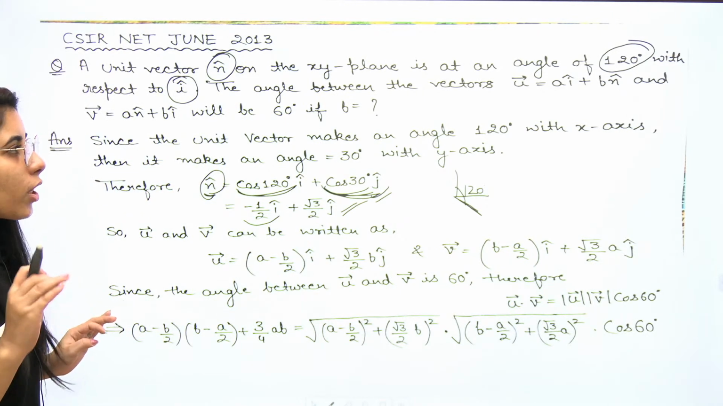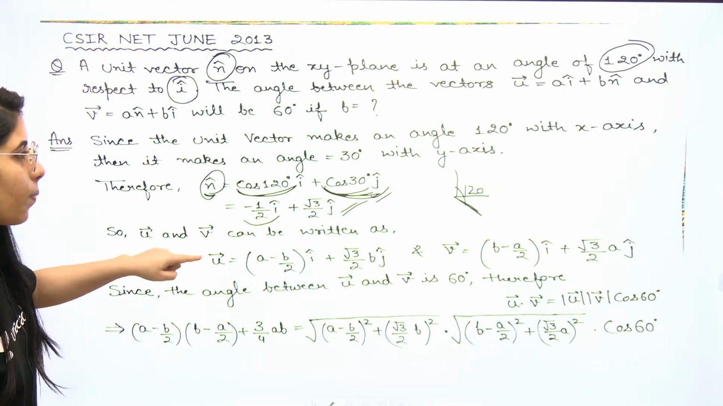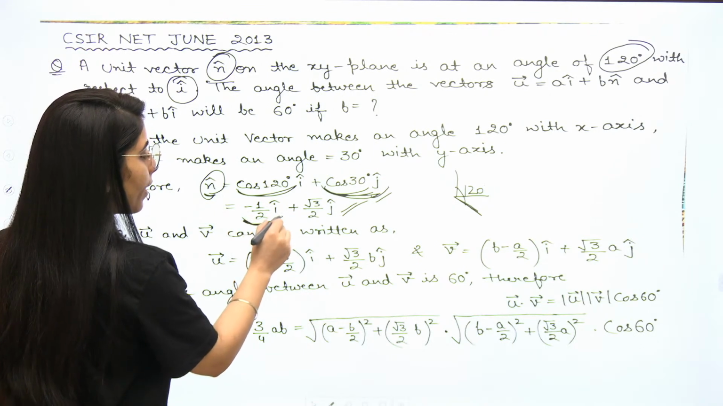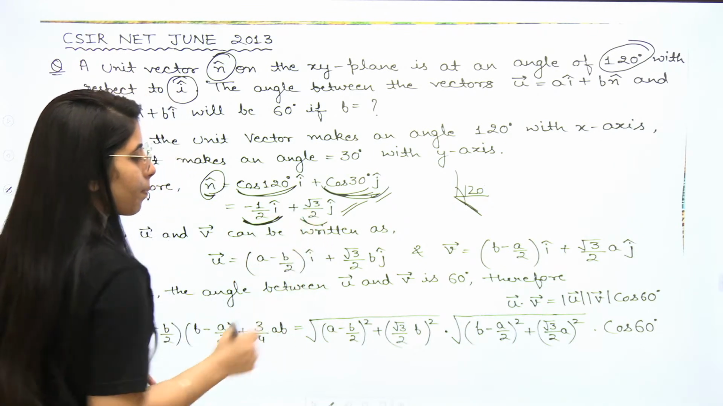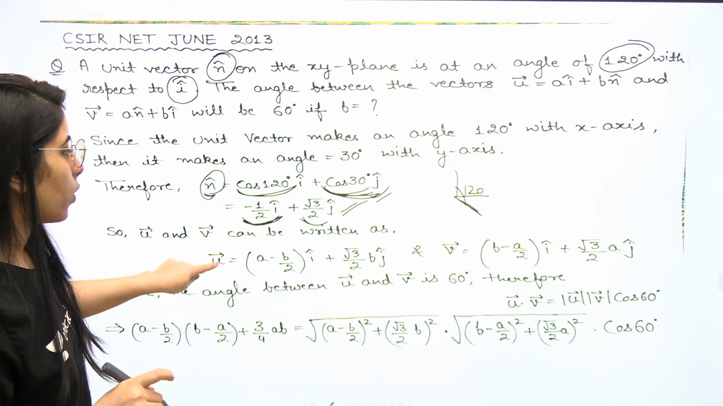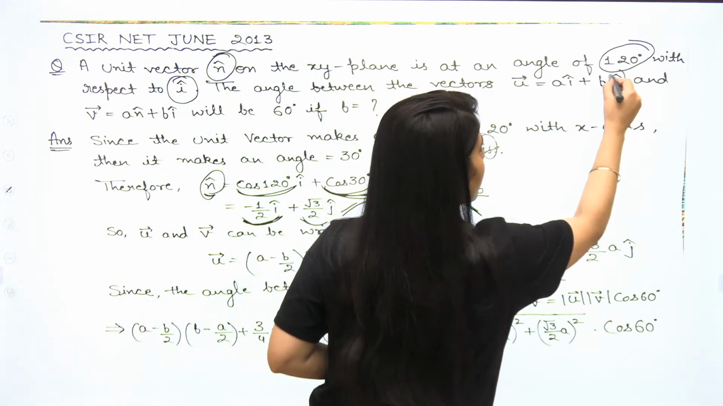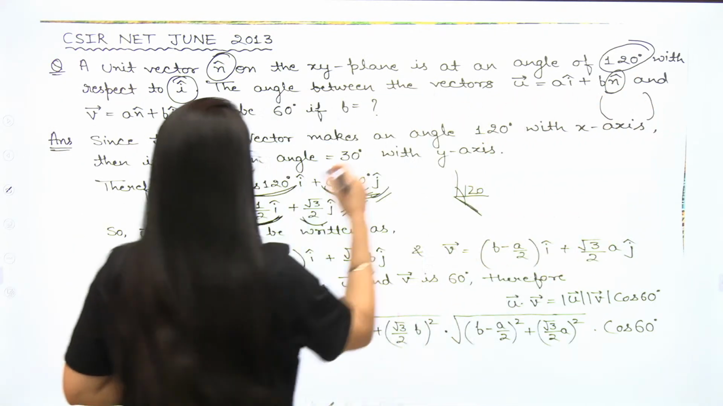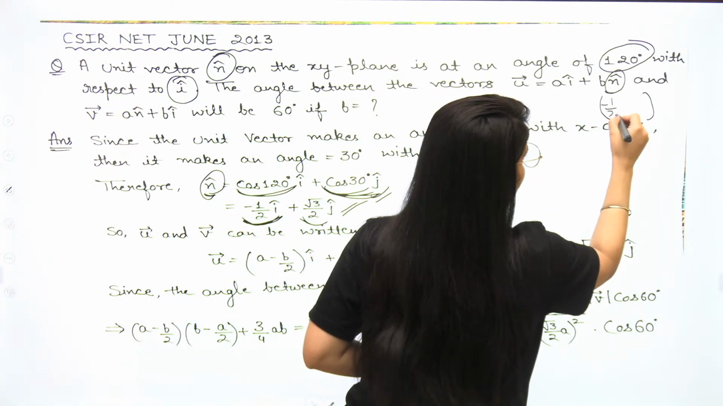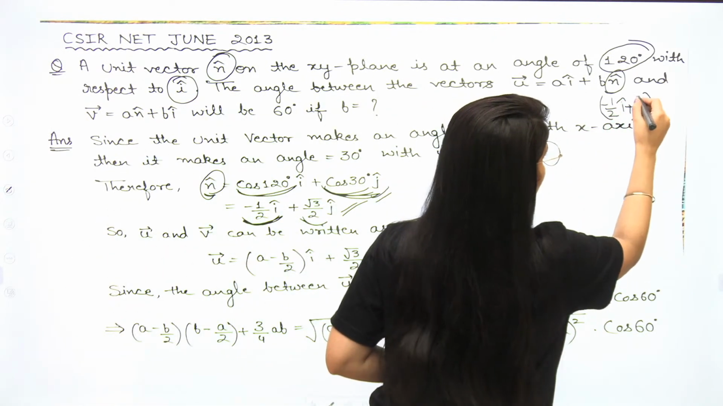Once you have got the unit vector n, after that when you are trying to find the unit vector u, you have got minus 1 upon 2 i cap and root 3 by 2 j cap. So the point is, if you are going to consider the u vector, you have got the n vector here. When you put the n vector's value here, what is that? That is minus 1 by 2 i cap, plus root 3 by 2 j cap.